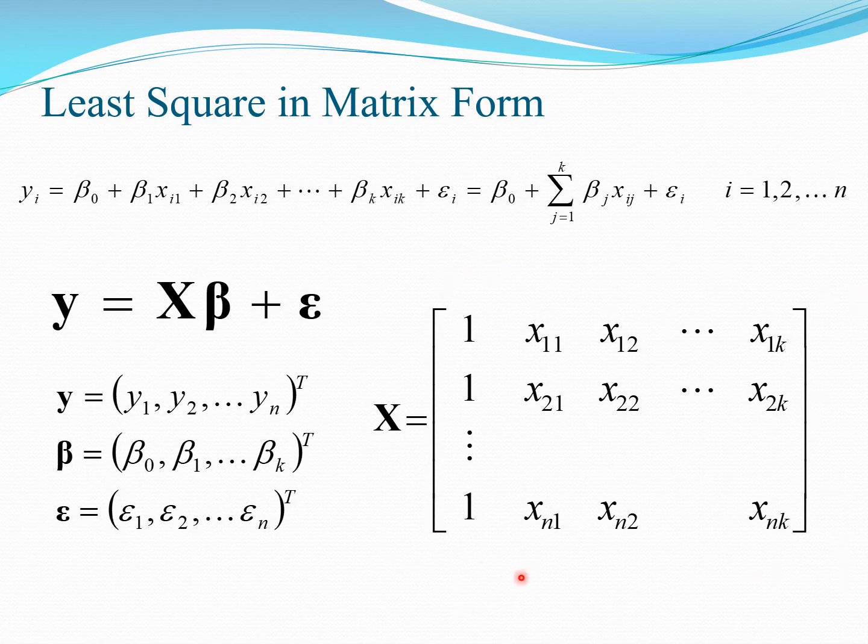And this X matrix comes because all the 1 terms here correspond to the beta 0 coefficients, and the remaining terms correspond to the coefficients, for example, x11, x12 all the way to x1k, and next one will be x21, x22 to x2k, and there are n number of samples, so the last one will be xn1, xn2, xnk.